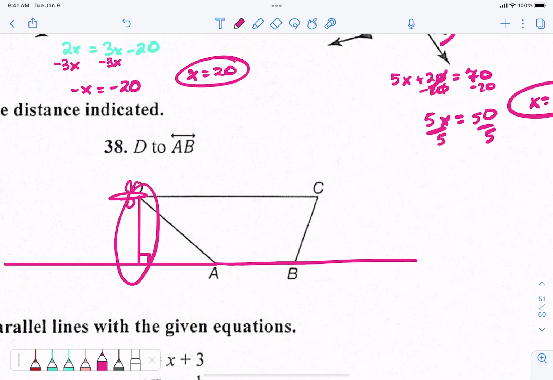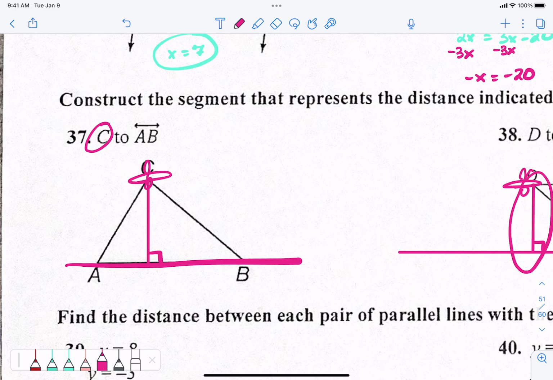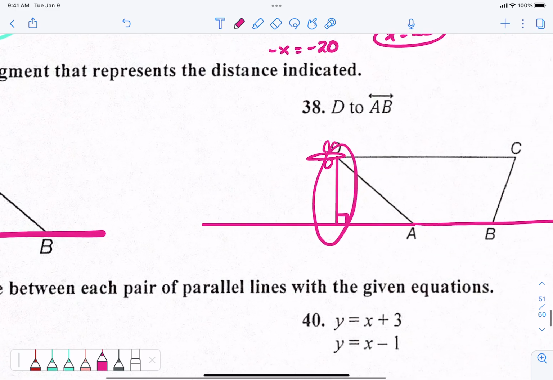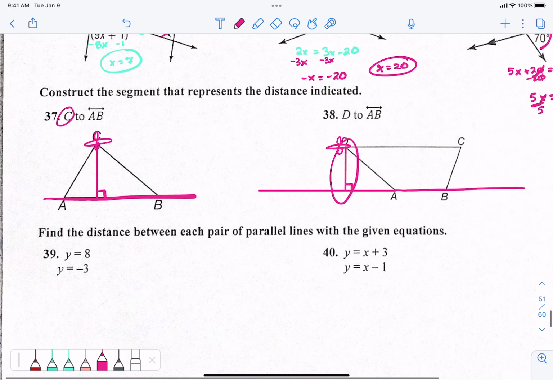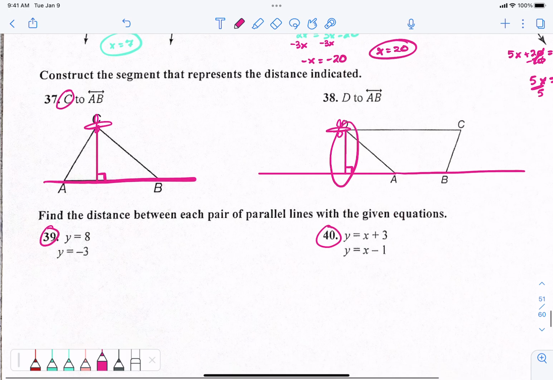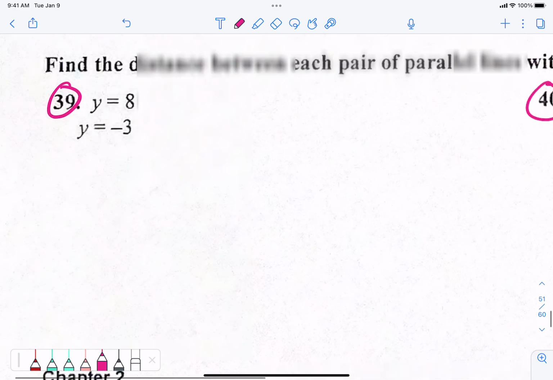And you're looking for this line segment, okay? So over here, for this object, the altitude, the line segment that you were drawing down, was inside of the shape. Here it's outside of the shape. It doesn't matter, it's fine. Good? Two more easy ones. 39 is way easier than 40. They're both easy. Yes. Okay.